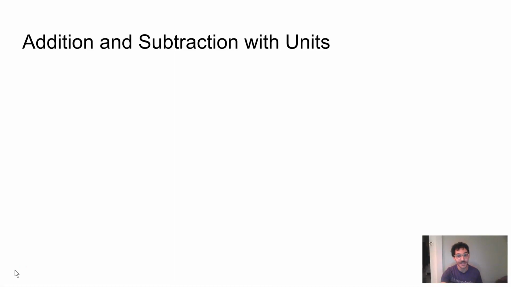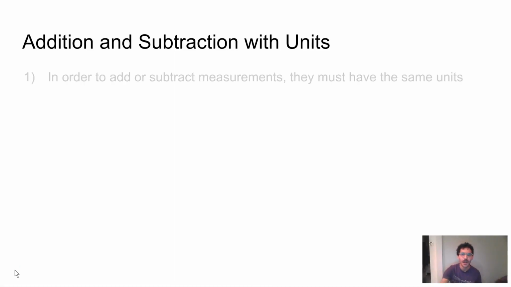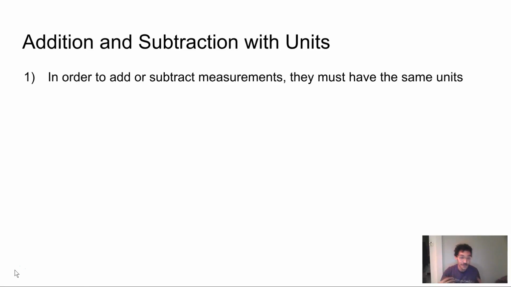So let's talk about addition and subtraction first. It's a little bit less complicated. When you're doing addition and subtraction, in order to add or subtract measurements, they have to have the same units. So if I wanted to do 15 centimeters plus 27 centimeters, that's cool. I'll get 42 centimeters. Those units work together. They're the same thing. If I do 55 liters minus 11 liters, that's also cool. I'm going to get an answer of 44 liters because those units are the same thing.